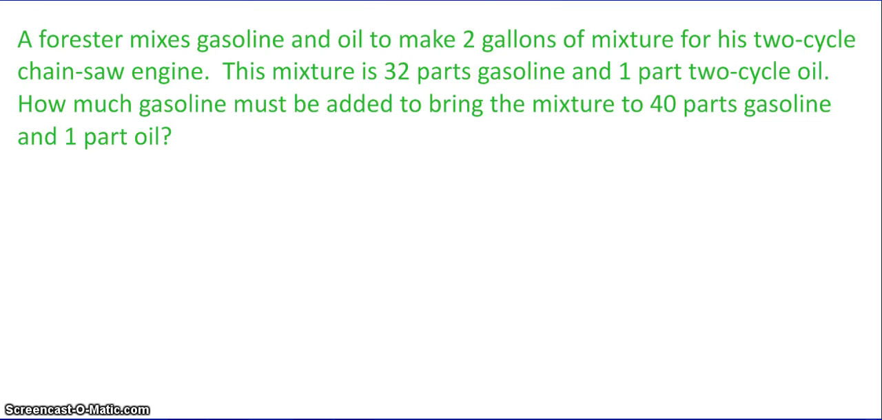Next one is a mixture problem. A forester mixes gasoline and oil to make 2 gallons of mixture for his 2-cycle chainsaw engine. This mixture is 32 parts gasoline and 1 part 2-cycle oil. How much gasoline must be added to bring the mixture to 40 parts gasoline and 1 part oil?